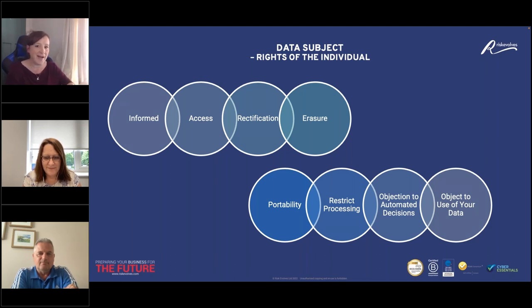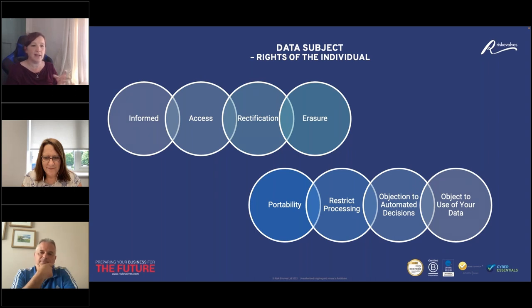So restriction is time bound. You can't restrict it forever. And just going back to the erasure, also what you can't do is say, please erase my debt. It doesn't work like that. I've seen that done a few times. And that's why it's important that the erasure is not an absolute right. A lot of it depends on why the data was there in the first place.